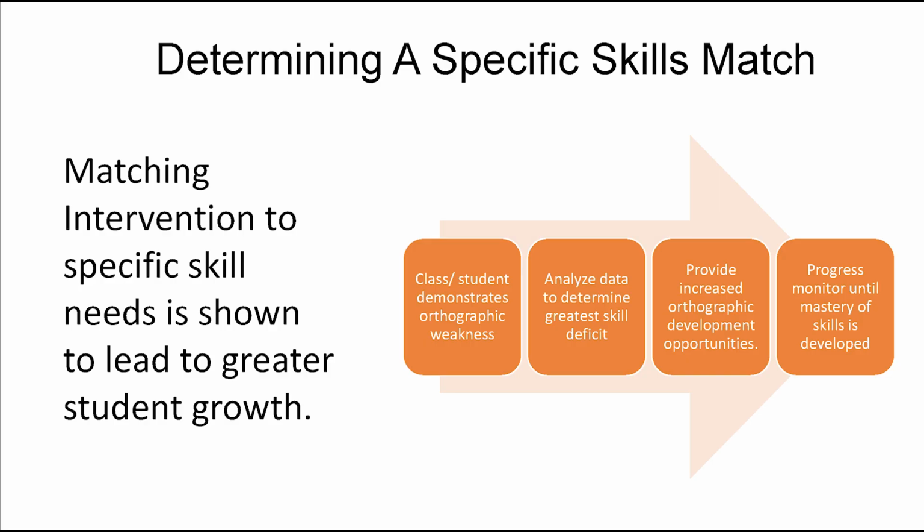So then you'd want to dig into the data. What does she know? What does she not know, right? And that's where an AI program can help: you can type in the errors and it can help you group the kids that way, if that's something you want to do. Provide increased orthographic development opportunities and monitor the skill mastery.